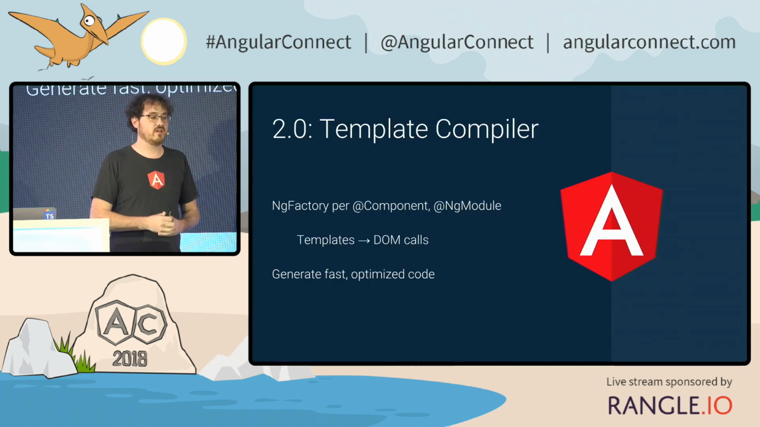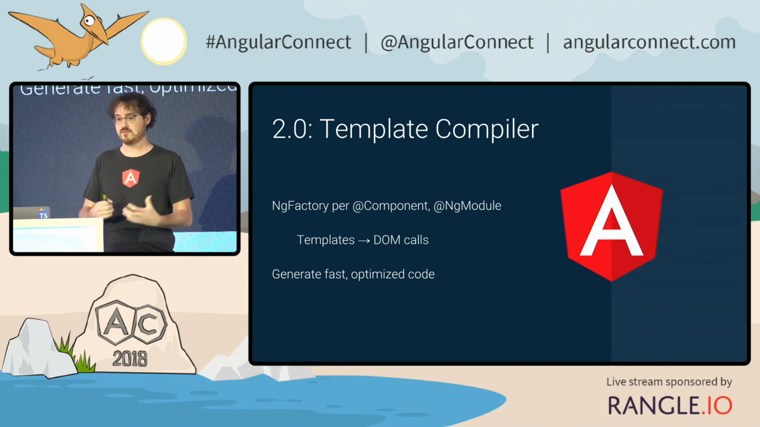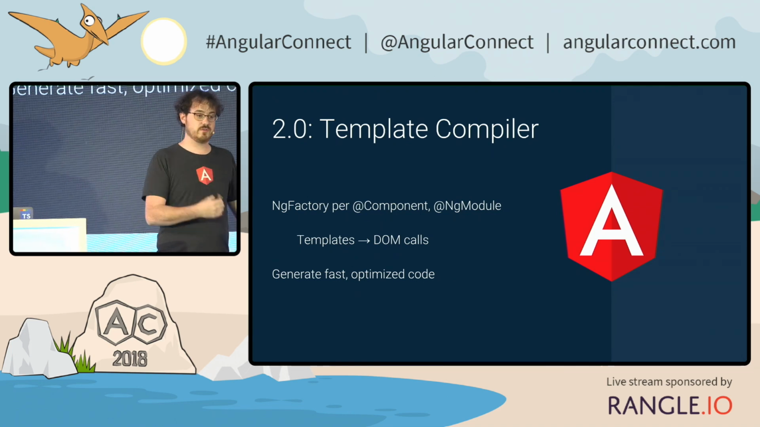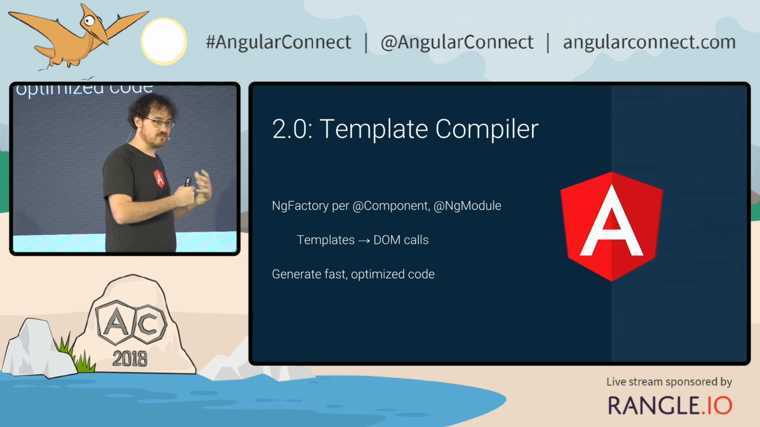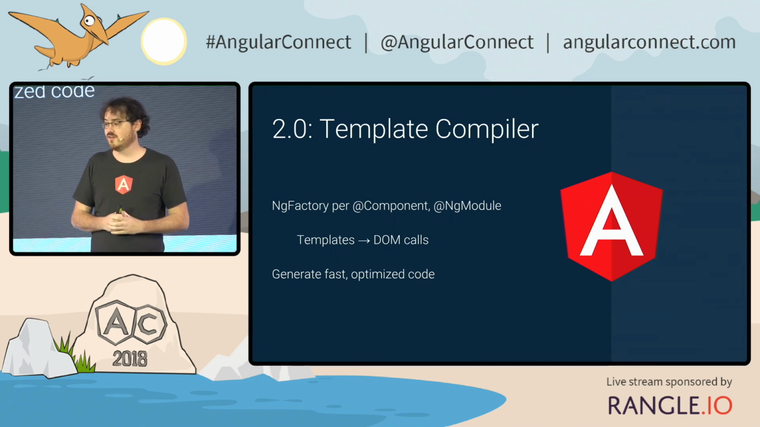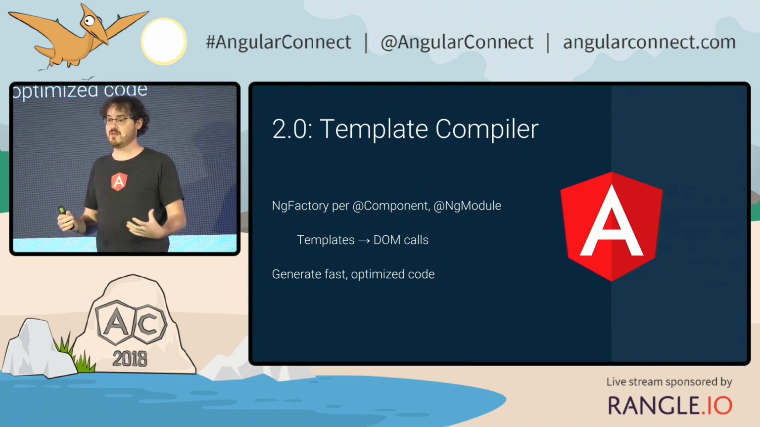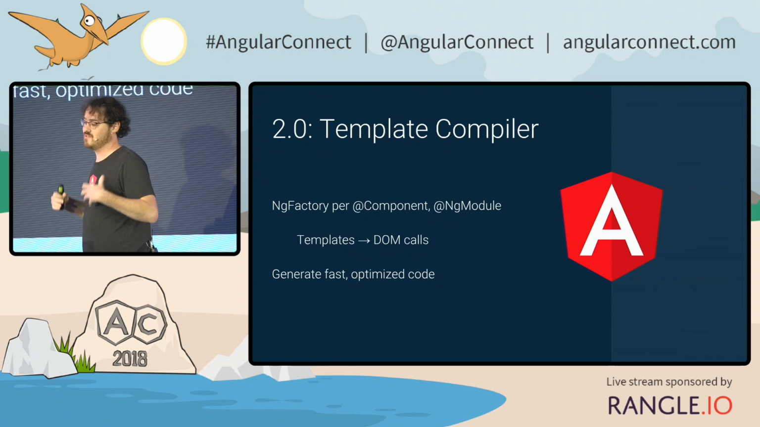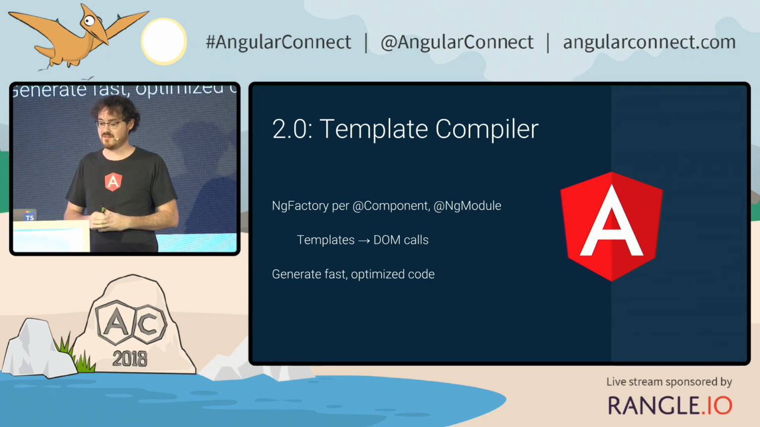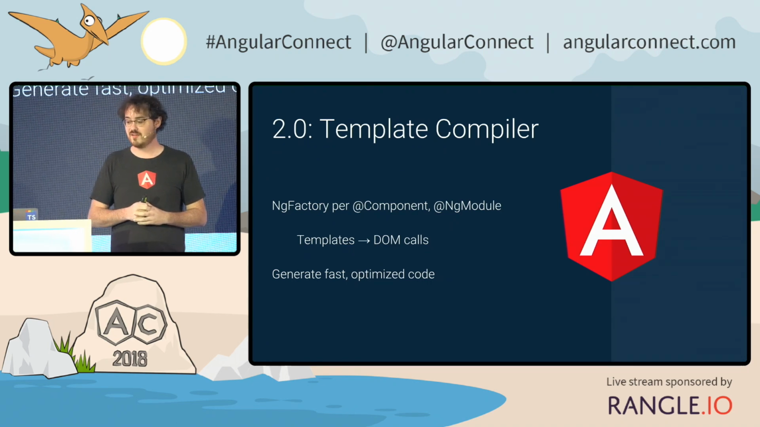So the first one we're going to look at is the template compiler from Angular 2. 2.0 was released in September, just about 2 years ago and change. I honestly can't believe it's been that long. It feels like it was just yesterday. We've had 4 major versions now.